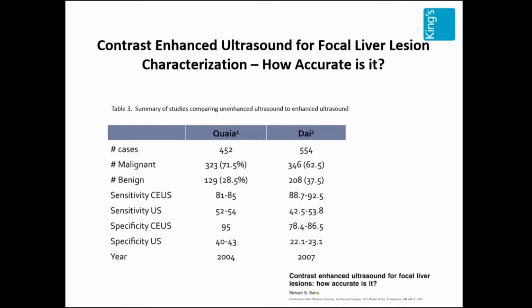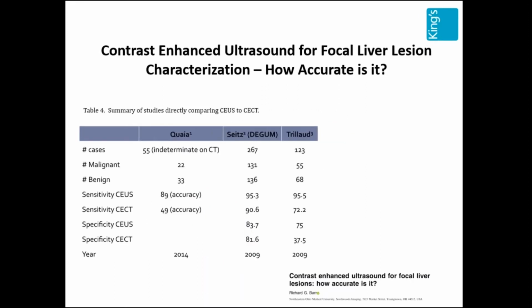So if you compare unenhanced ultrasound to contrast-enhanced ultrasound, the sensitivity and the specificity increases dramatically when you add contrast. So really, your unenhanced ultrasound examination is not a good examination for a focal liver lesion. When you compare contrast-enhanced ultrasound with CT, and this is looking at the DEGUM study in particular, but there are other studies out there looking at that, your sensitivity and specificity is slightly higher than CT.